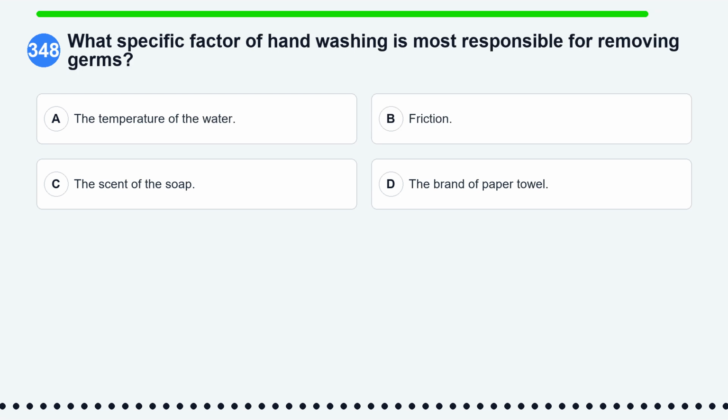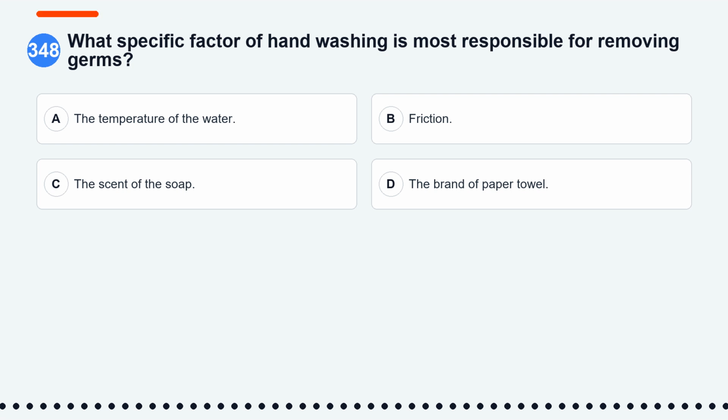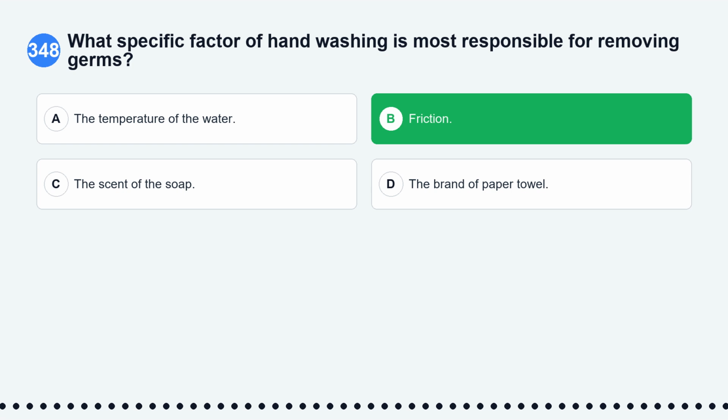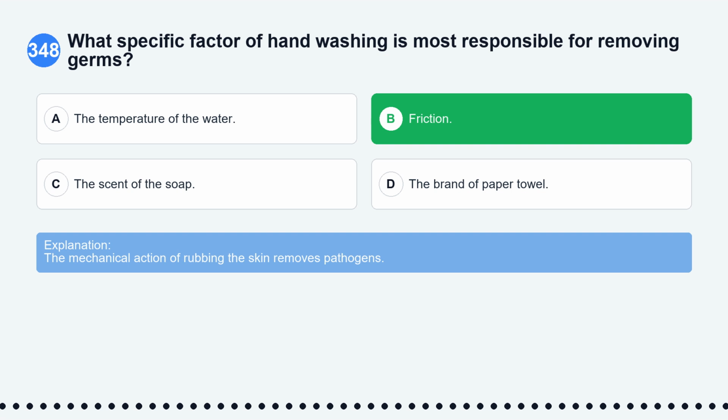Question 348. What specific factor of hand washing is most responsible for removing germs? Option A, the temperature of the water. Option B, friction. Option C, the scent of the soap. Option D, the brand of paper towel. The correct answer is option B, friction. The mechanical action of rubbing the skin removes pathogens.